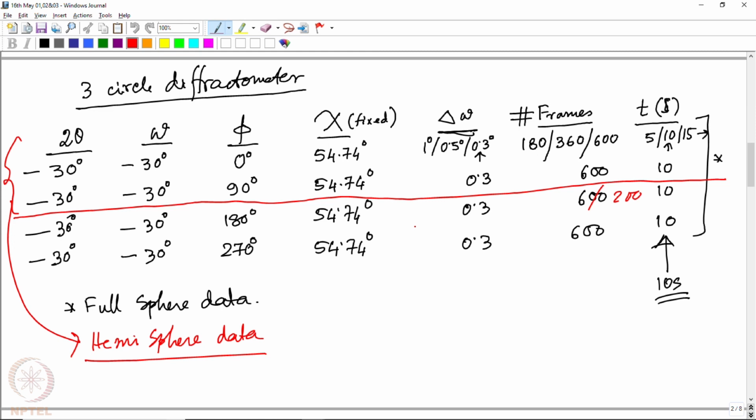determined by the software, and a basic standard data collection protocol was shown on a screen like this, where you change the phi with different orientations of the crystal and record the data.